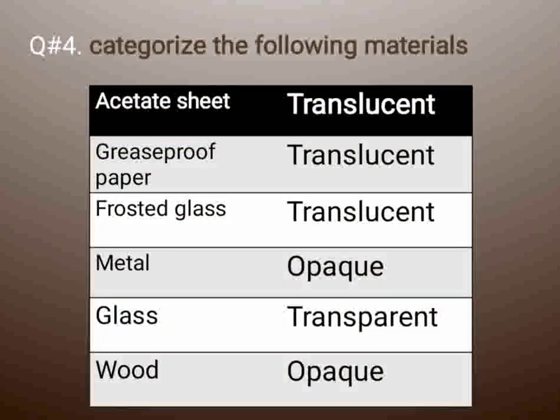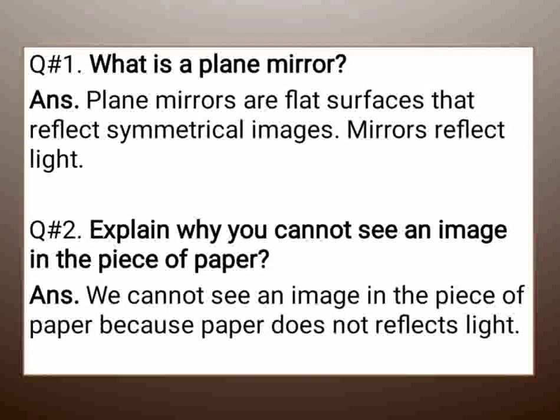Then we have question 4 here. There are different materials given here, and we have to specify that which of them are translucent, which are opaque, and which are transparent. So acetate sheet और grease proof papers ये translucent हैं, इनमें से partially light pass करती है. Frosted glass भी translucent है. जो simple glass होता है आपके पास, that is transparent, वो most of the light rays को pass करता है. और metal and wood, these are opaque objects.